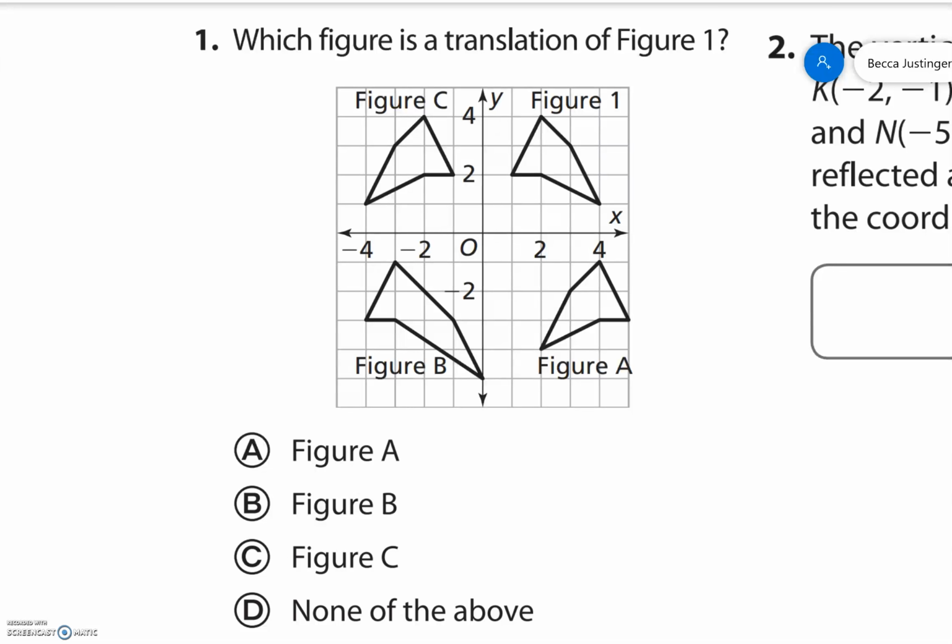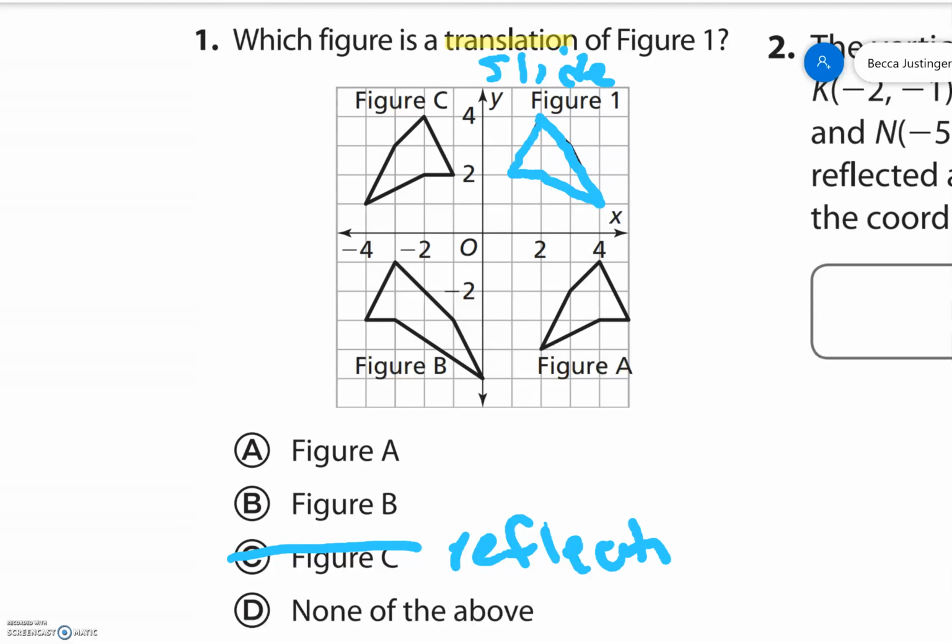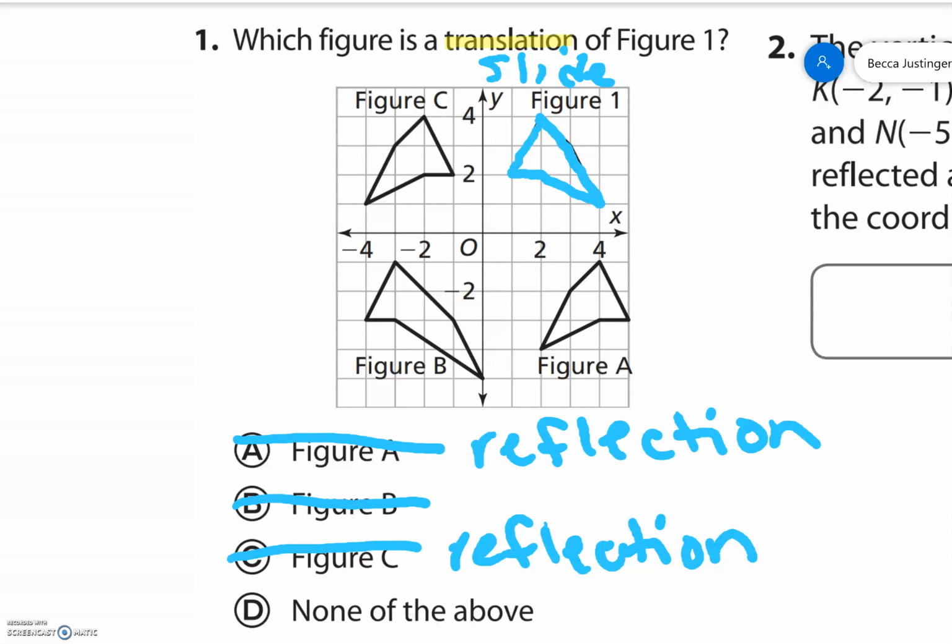Number 1, which figure is a translation of figure 1? Remember, translation just means a slide, moving it up, down, to the left, to the right. So we're not flipping around at all. So we want it to have the same orientation. Figure C is not, because that was a reflection. Figure A is also a reflection. And figure B is not even the same size. So figure B is a dilation. So the answer is none of the above.